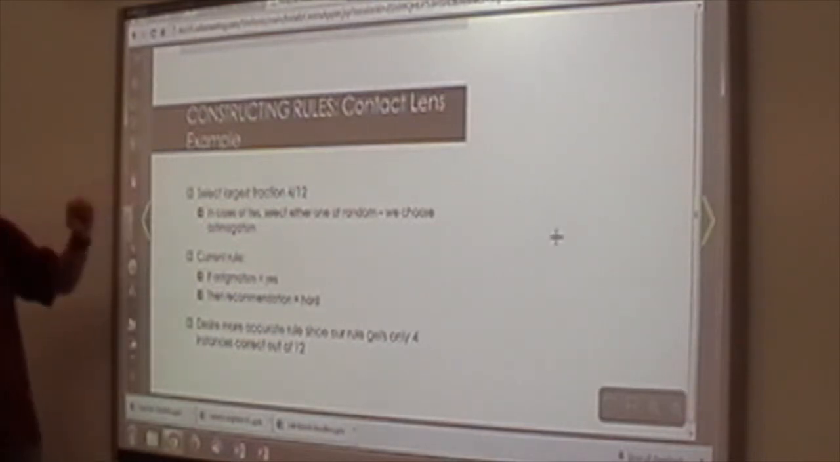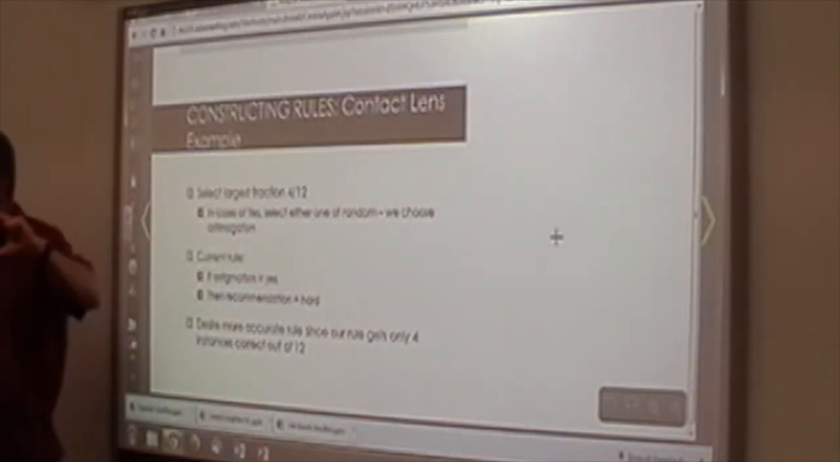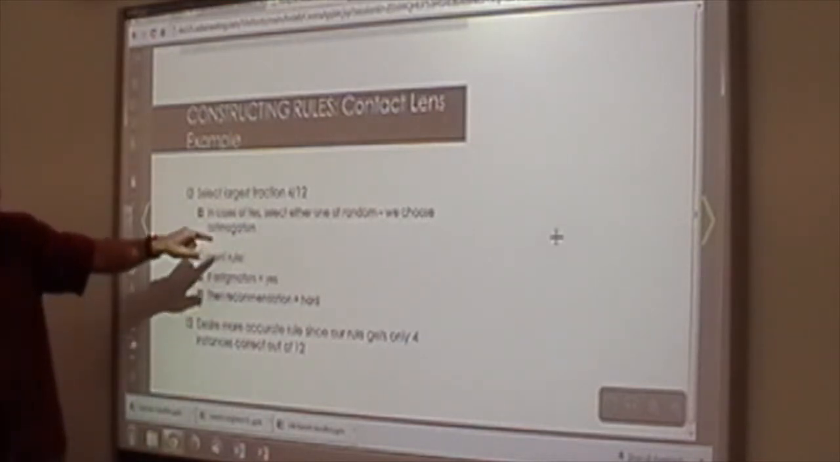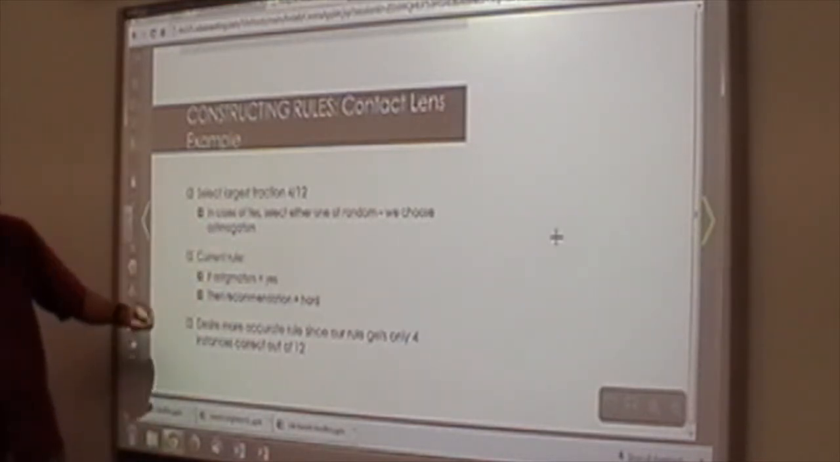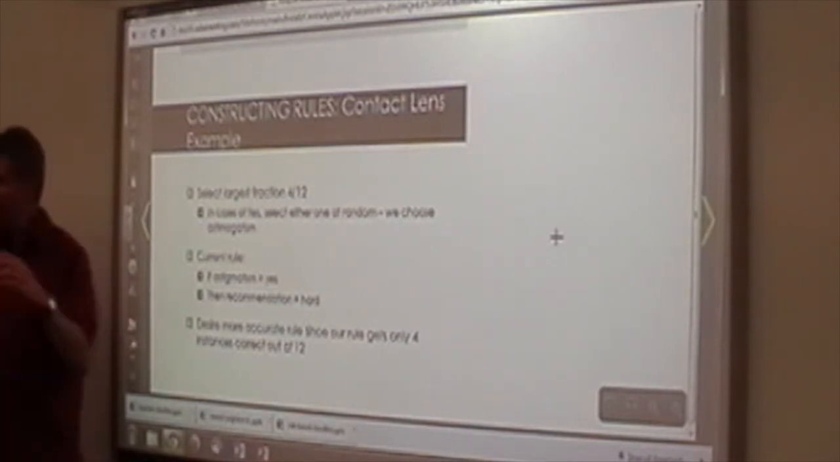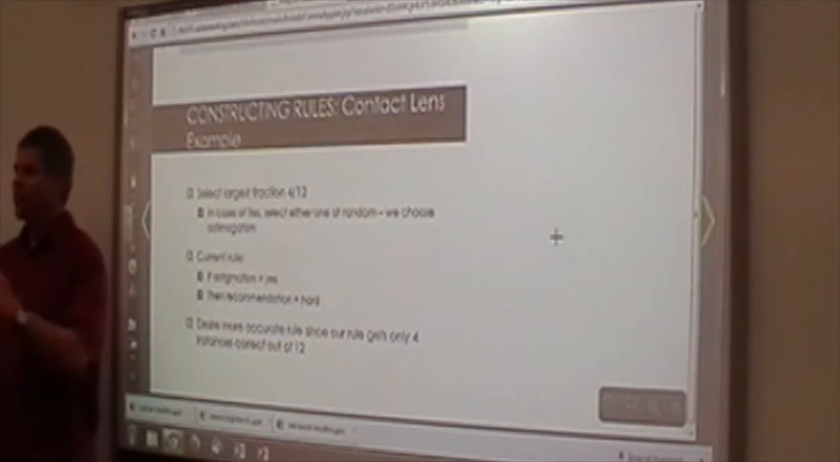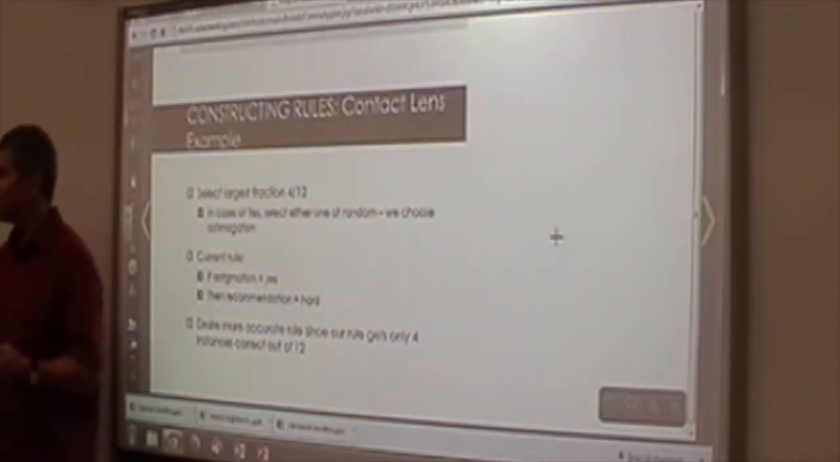So we selected the largest fraction, 4 out of 12, and in this case we had a tie, both in terms of the actual fraction, but also in terms of the number of instances. And so we just chose one at random. So we're going to start off with that as our current rule. Okay? So our current rule is just going to be very simple. If astigmatism is yes, then a recommendation is hard contact lenses.